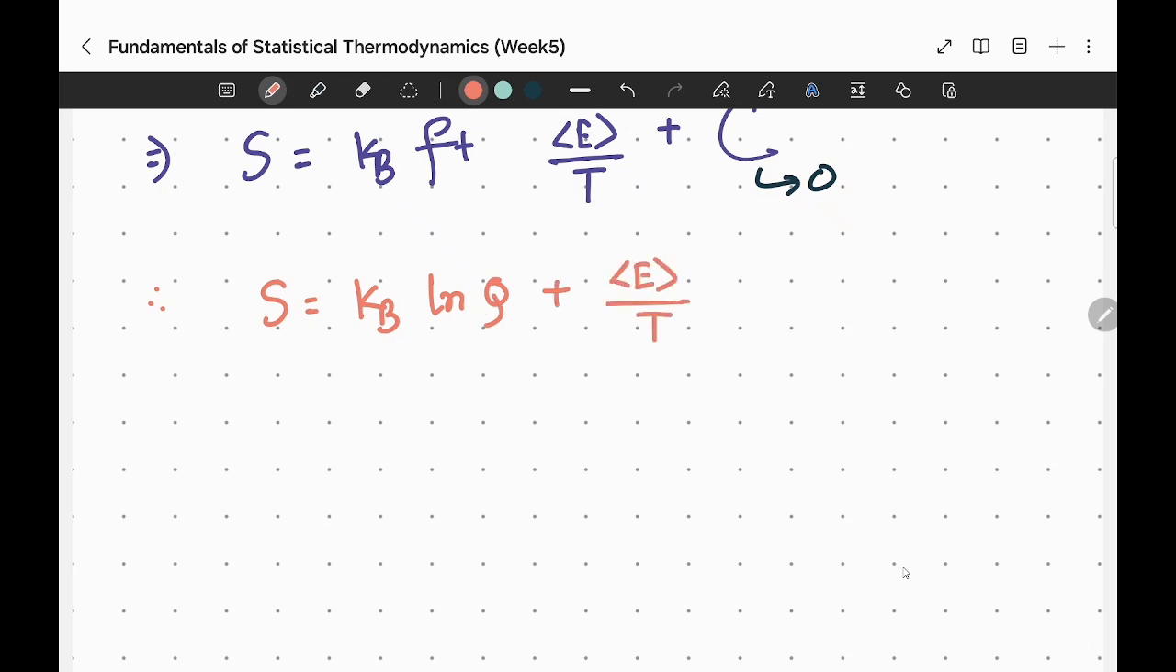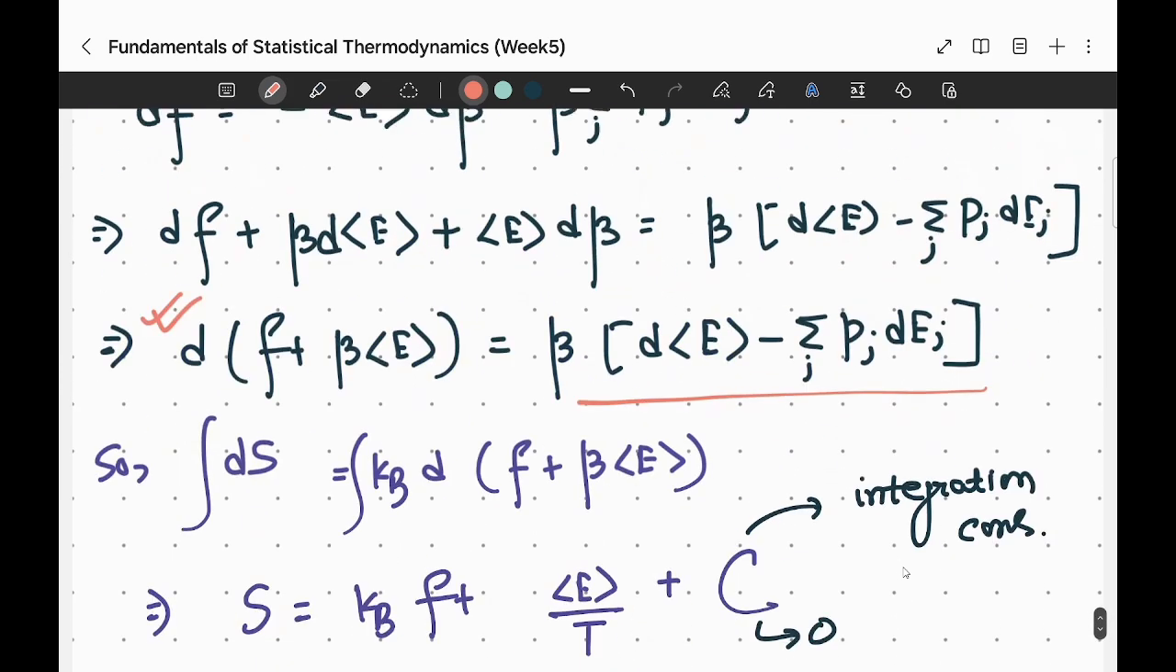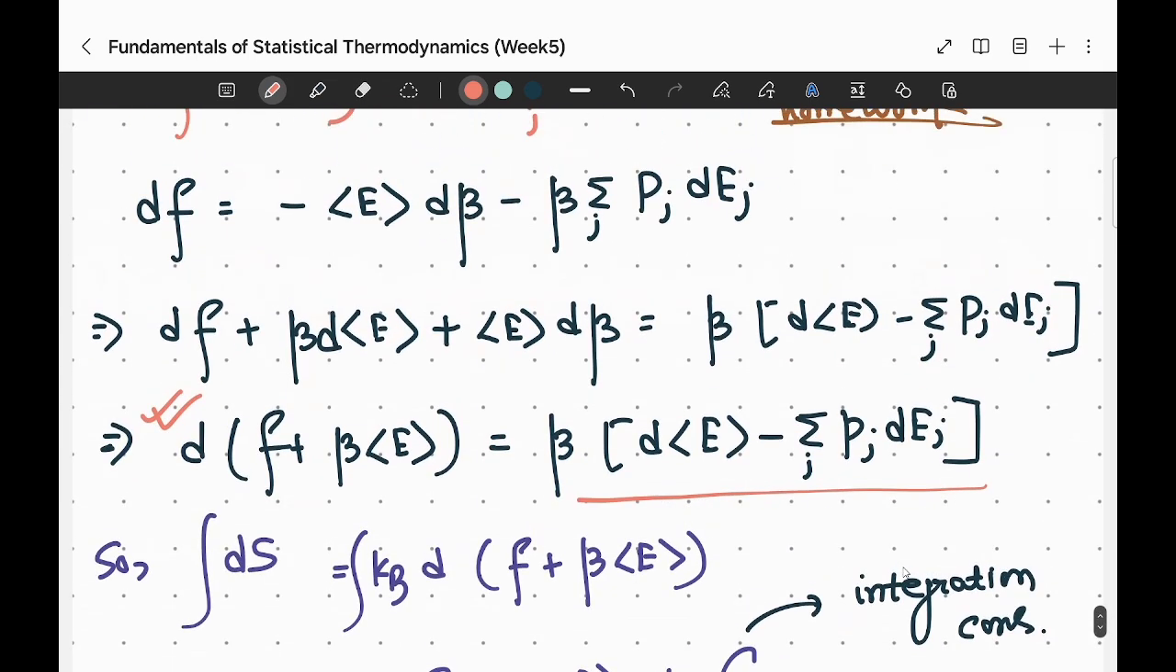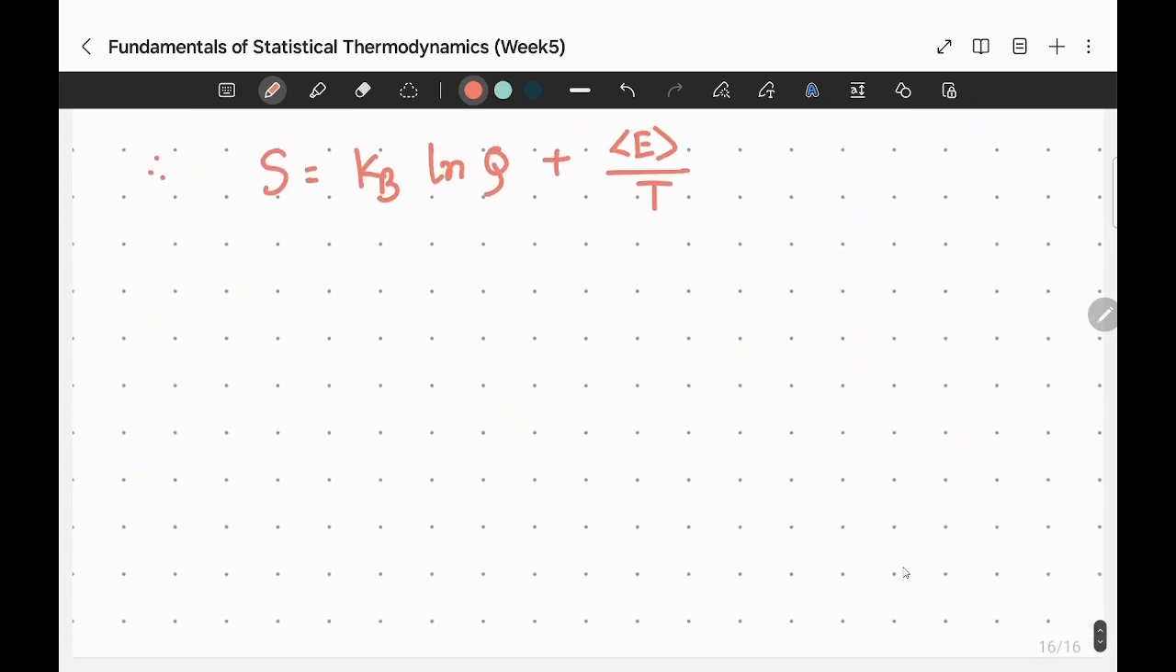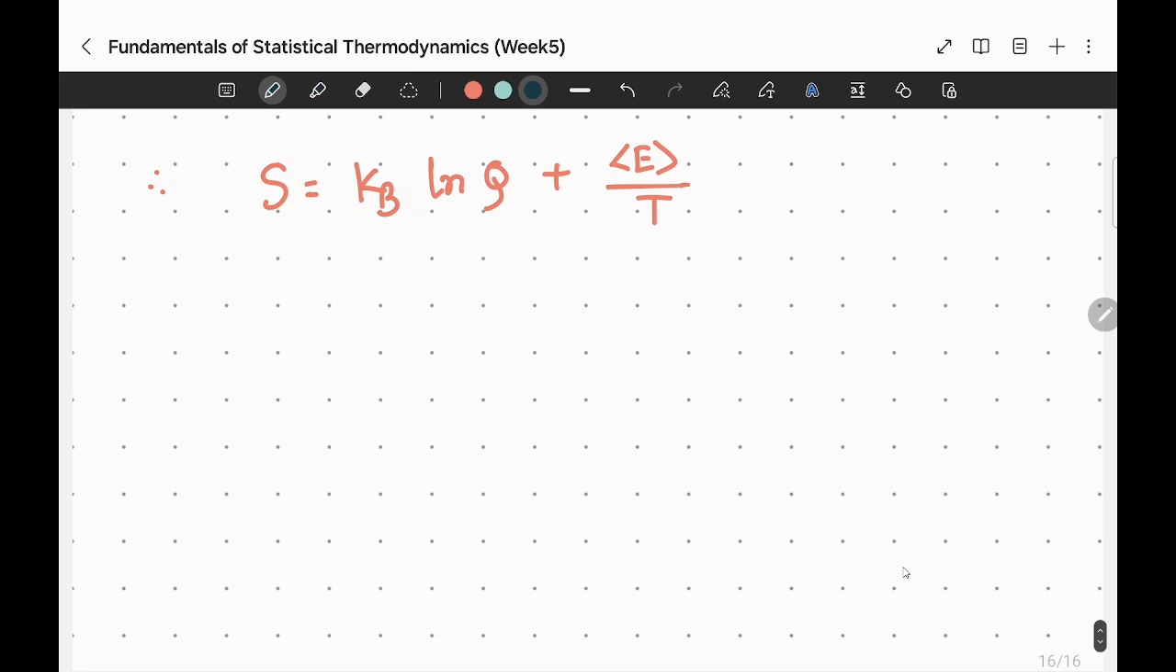Okay. So this is the formula for entropy. We just have to derive this part. You try, otherwise I will do it in the next steps. It is not difficult. Now the question is that I have to calculate the S for distinguishable and indistinguishable.